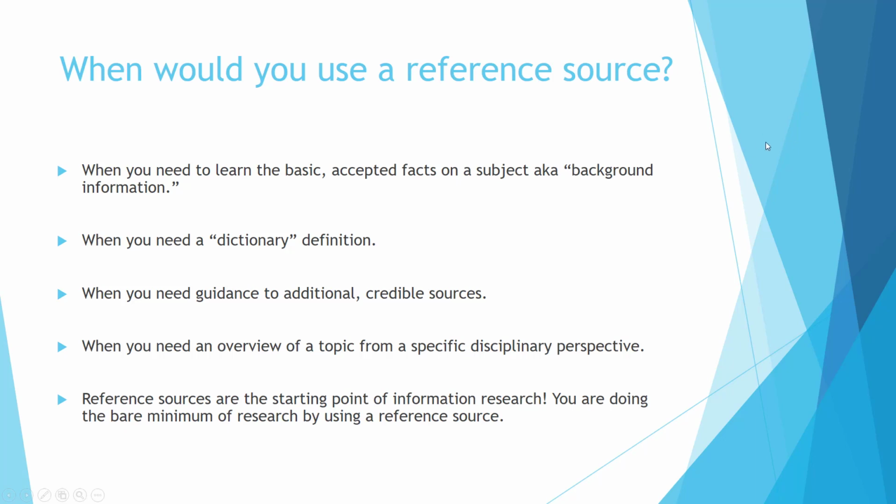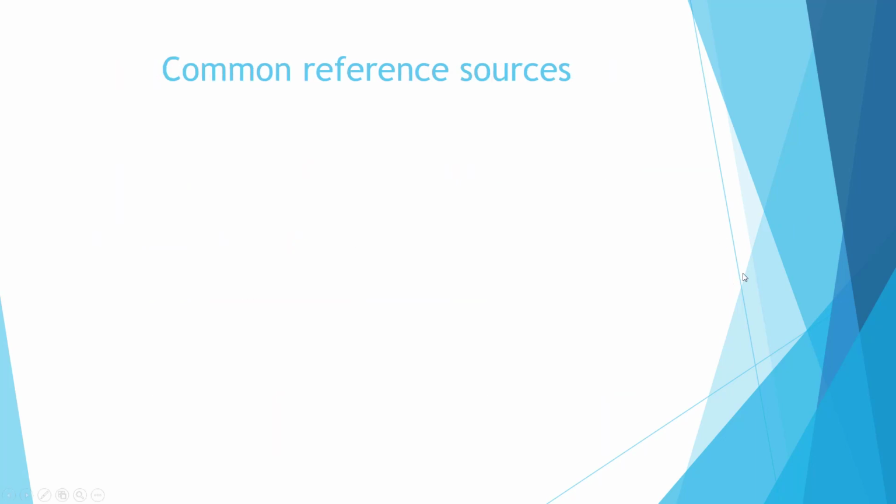Finally, it's important to remember that a reference source is just the starting point of your research. If all you've done is looked at an encyclopedia article, you are not exactly well informed. Actually, at that point, you are at the bare bones minimum level of research. You can now go out and actually learn about that topic in depth. So what are some common reference sources that researchers can use?